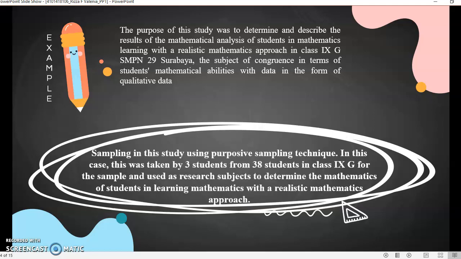Sampling in this study used purposive sampling technique. In this case, 3 students were taken from 38 students in class 9G for the sample and used as research subjects to determine the mathematics ability of students in learning mathematics with a realistic mathematics approach.